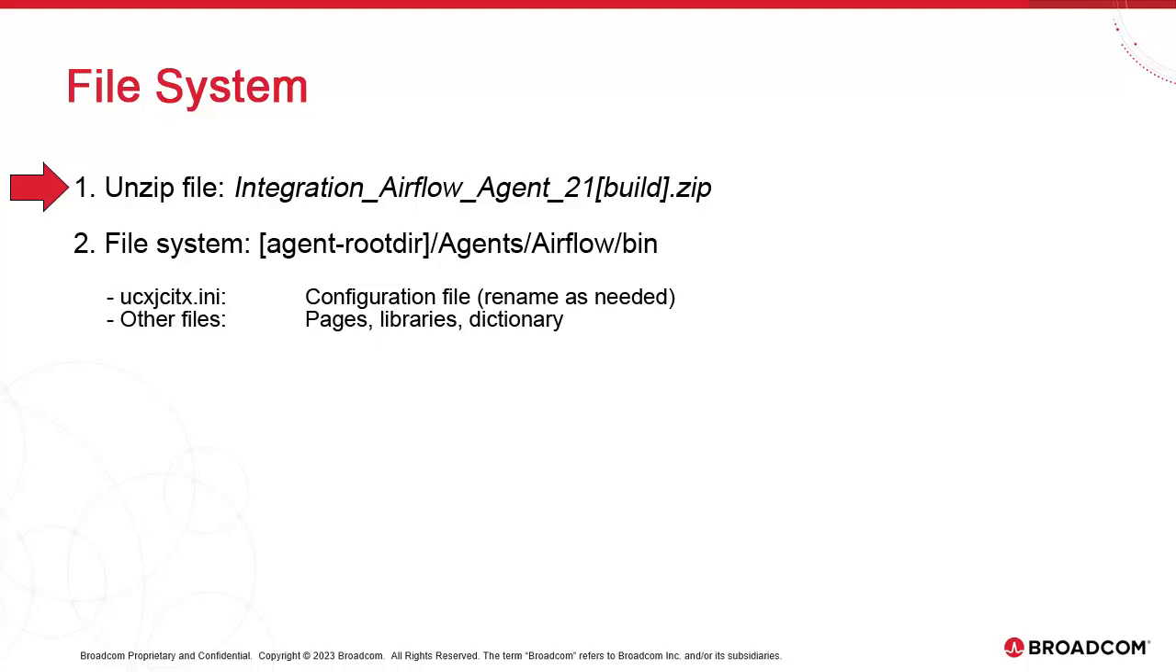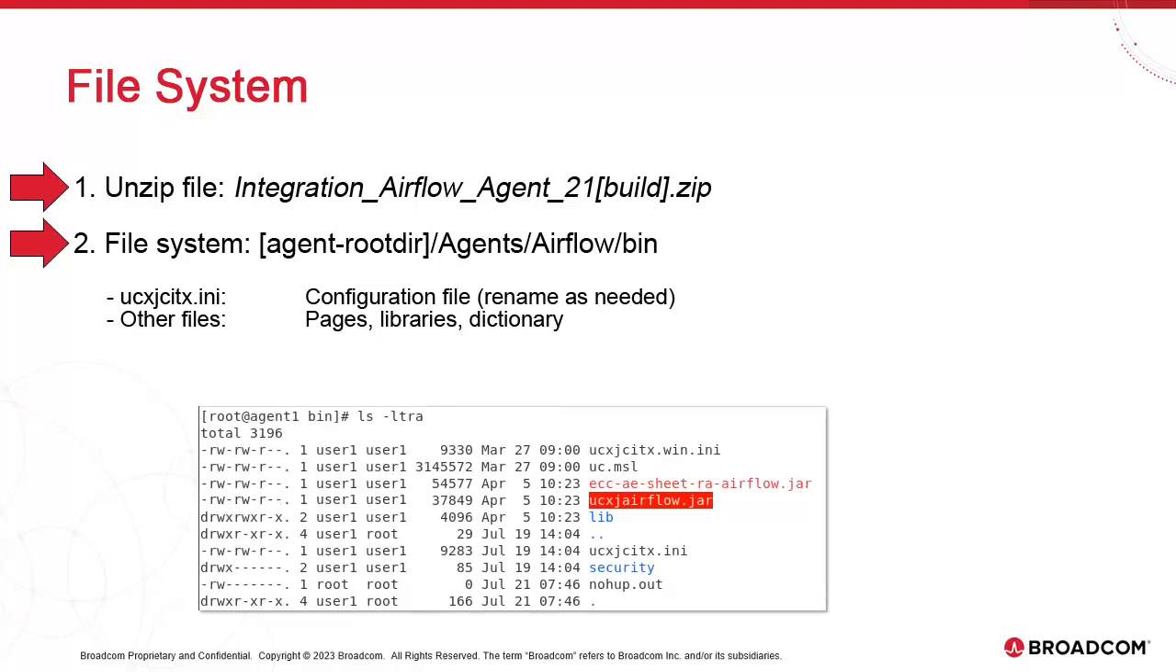Once you've downloaded the agents, unzip it. You could do this in Automic or /opt/Automic. Unzipping creates a file system, agents/airflow. Everything is in the bin directory. You find the ucxj airflow jar file, which starts the agents via the java -jar command.